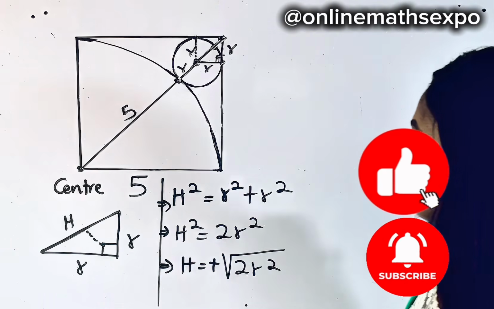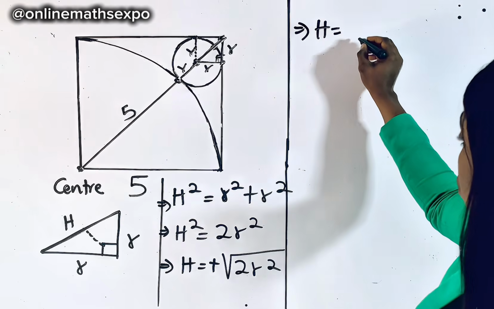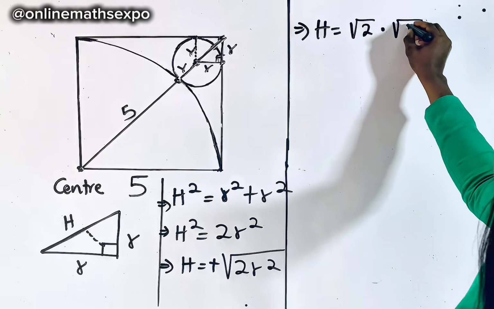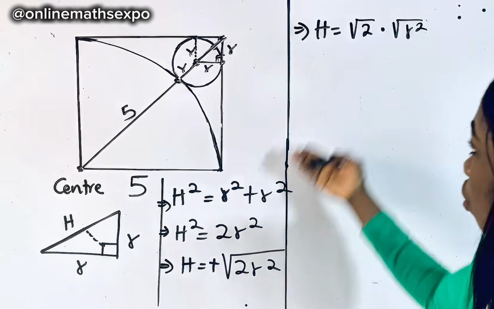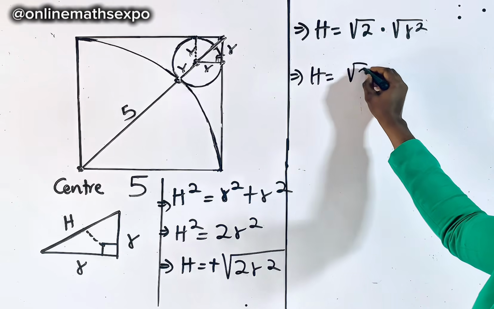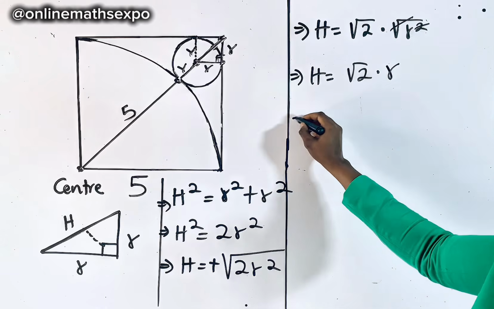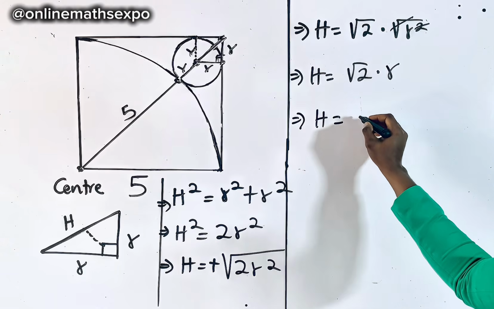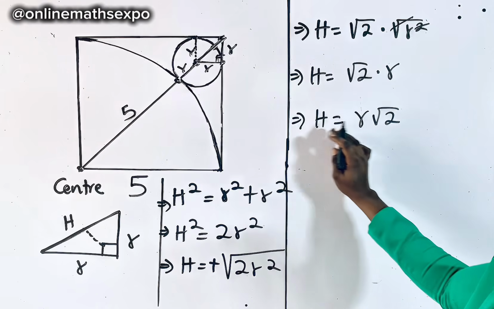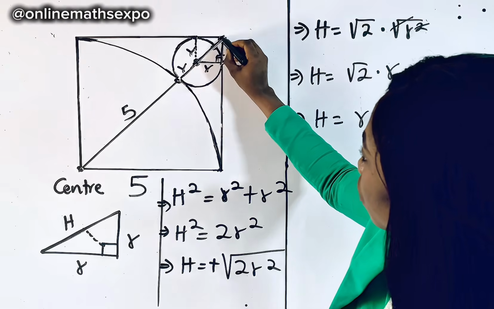So we keep solving to have h is equal to root 2 multiplied by root r squared. If simplifying, h will give us root 2. The square cancels the square root, so we multiply by r. And this gives us h is equal to r root 2. So this is our h. And remember, your h is this length from here down to this.